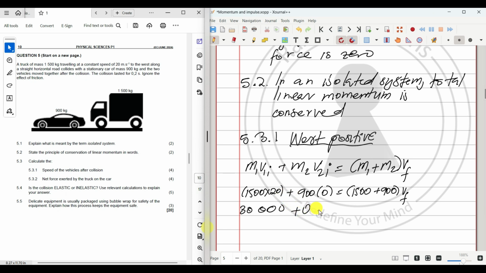Plus 0 equals 1500 plus 900 will be 2400, isn't it? Yes, it's 2400 V sub F. Okay, so 30,000 divided by 2,400, it will be 12.5.